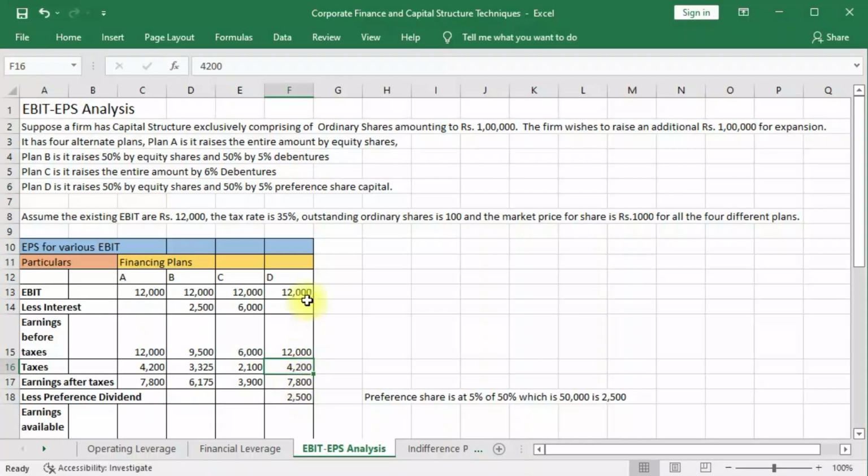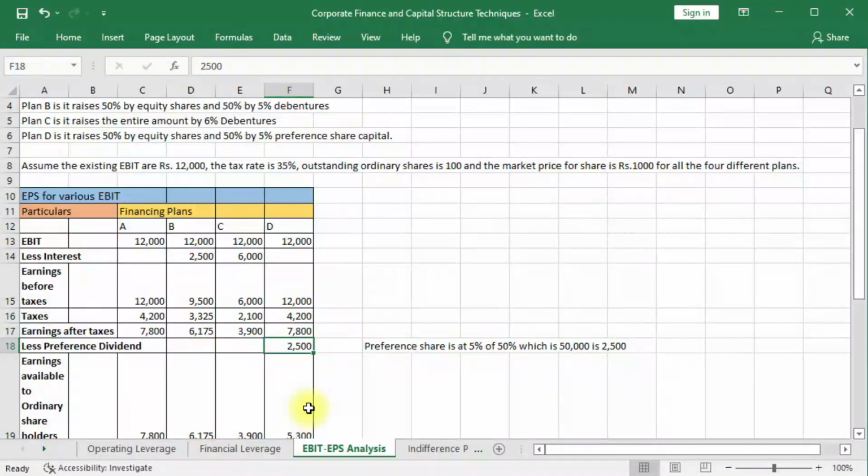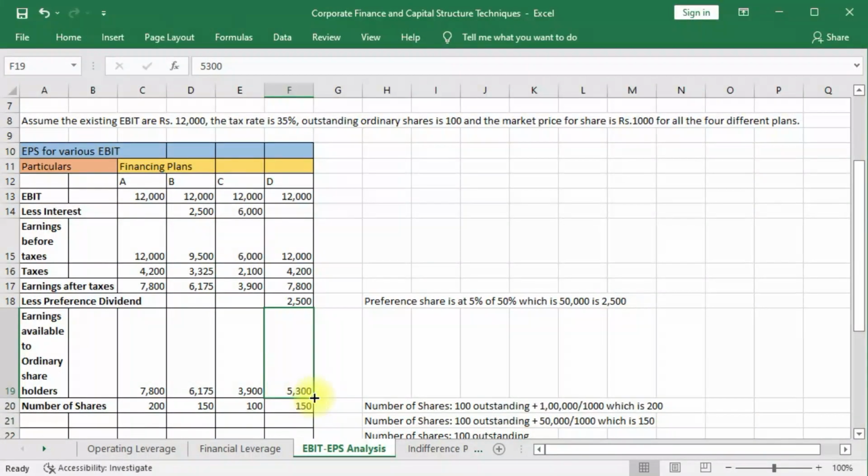Now taxes, if you want to calculate, it is 35% on 12,000, which will be 4,200. So the earnings after taxes is 7,800. Now what we have is preference share capital. 50% is equity and 50% is raised by 5% preference share capital, which would mean the preference dividend will be 5% of 50,000, which is 2,500. So earnings after taxes minus preference dividend, we get the earnings available to shareholders as 5,300.